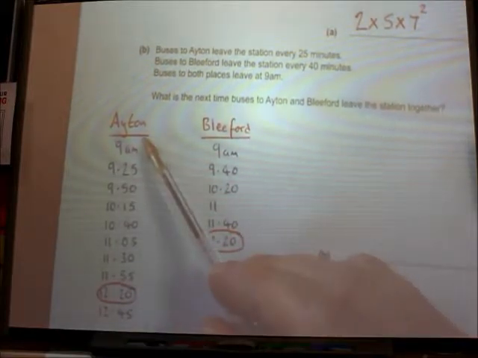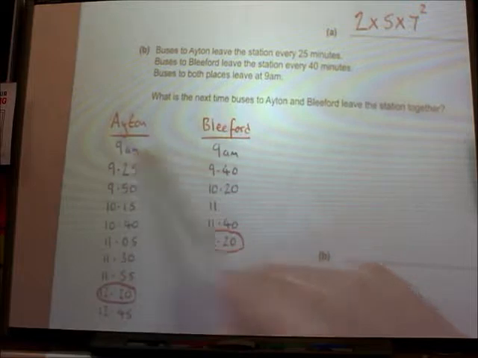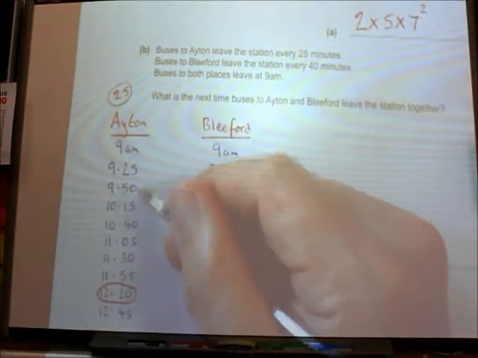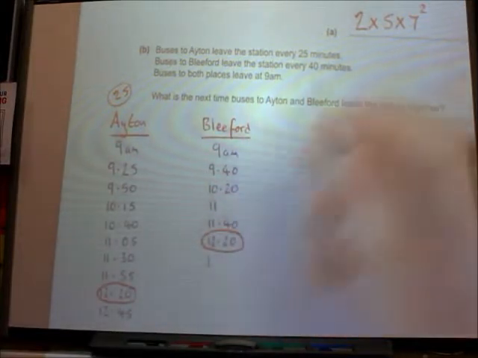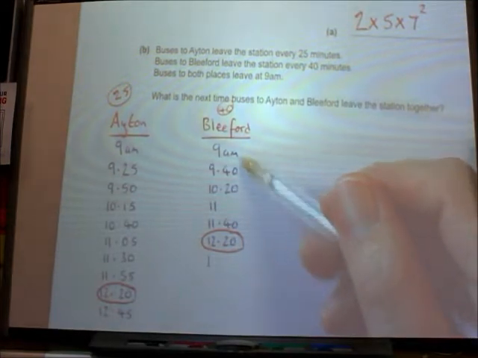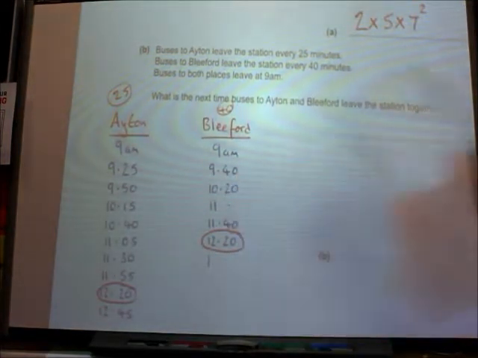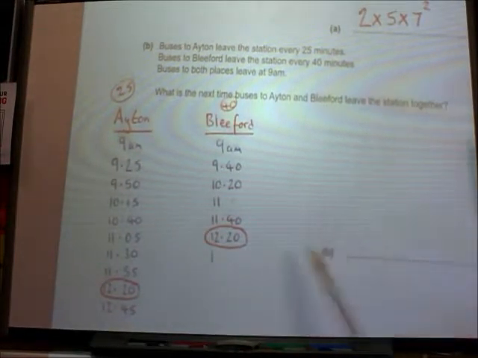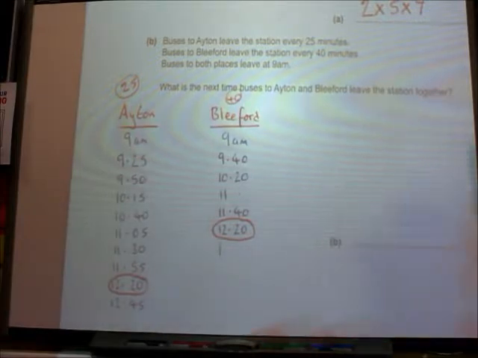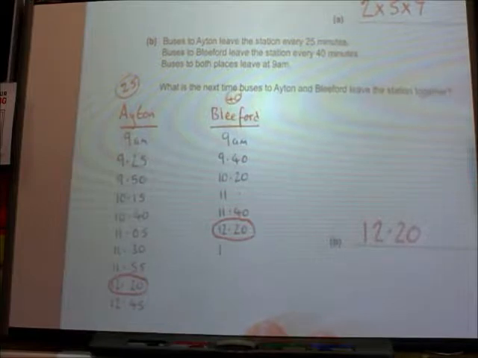So, they both leave at 9 a.m. and at Ayton it's every 25 minutes. So the bus goes at 9 o'clock, 9:25, 9:50, 10:15, 10:40, because I'm adding on 25 minutes each time. And at Bleaford they go every 40 minutes. So they leave at 9 a.m., 9:40, 10:20, 11 o'clock, 11:40. And you keep going down until you find a time when they leave the station together again. And in this case, that time is 12:20.